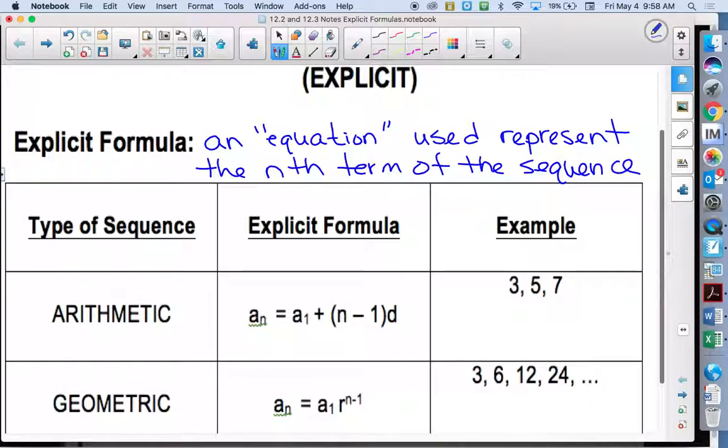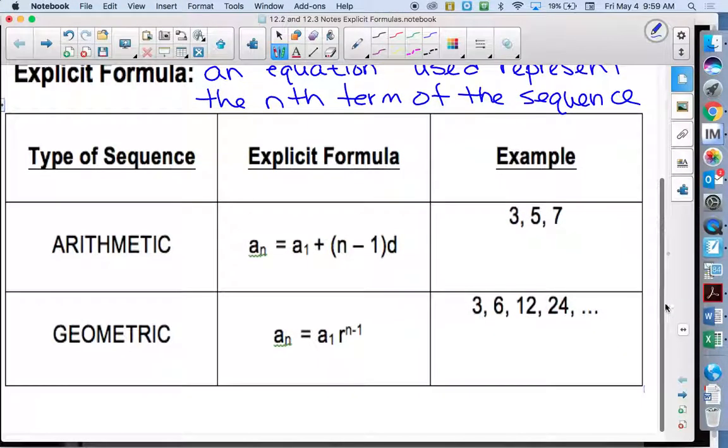So this little chart is organized for you to see the type of sequence, the formula that goes with it, and then we'll have an example next to it. So they kind of just look across and say, all right, it's arithmetic, so it needs to have this pattern, and therefore here's an example to follow that pattern.